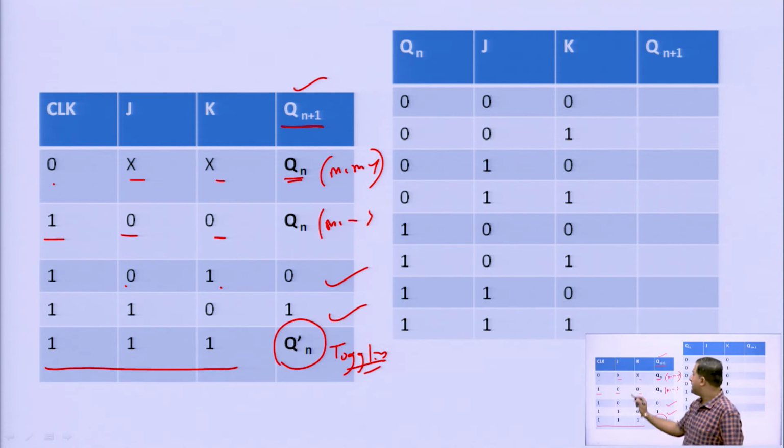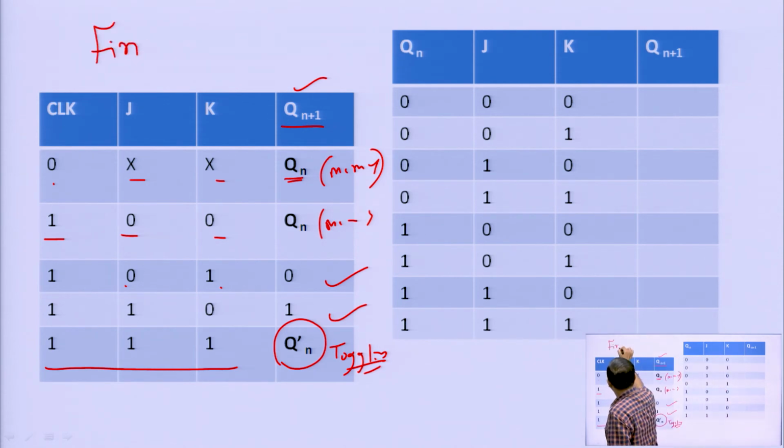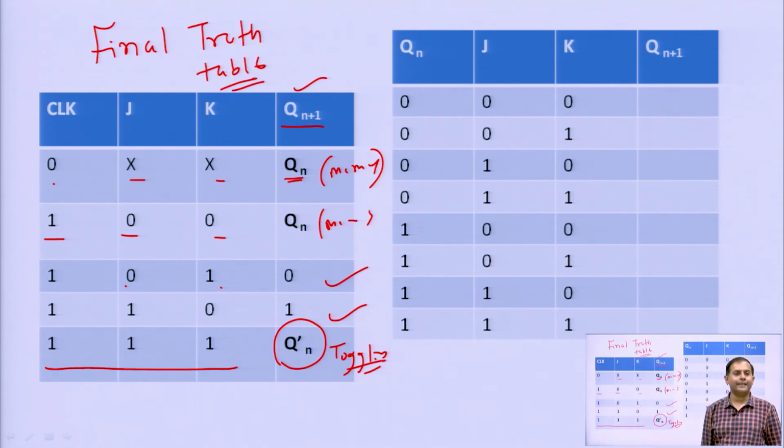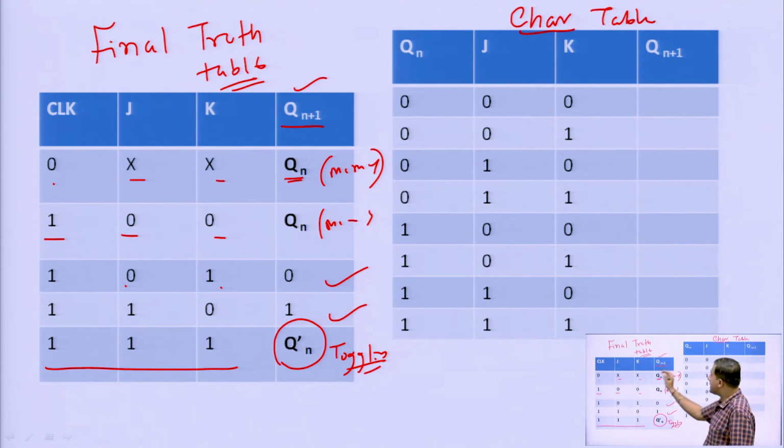Clear? Now, this is the final truth table. From the final truth table we will be making the characteristic table. You can see I have made the format of the characteristic table. We will look at the final truth table, and from this we will build up the characteristic table. So, let us check, 3 inputs Q n, J, K. Total 8 combinations: 0 0 0, 0 0 1, 0 1 0, 0 1 1, 1 0 0, 1 0 1, 1 1 0 and 1 1 1.